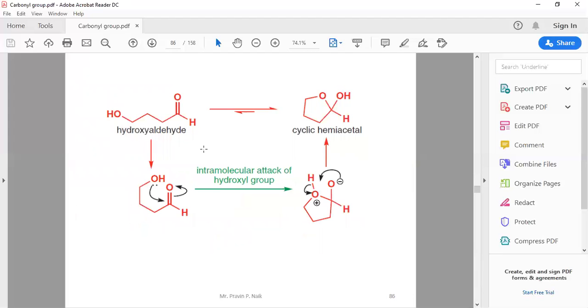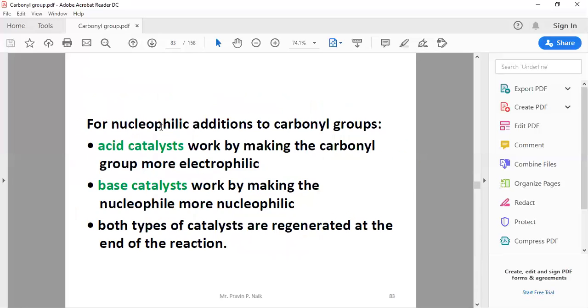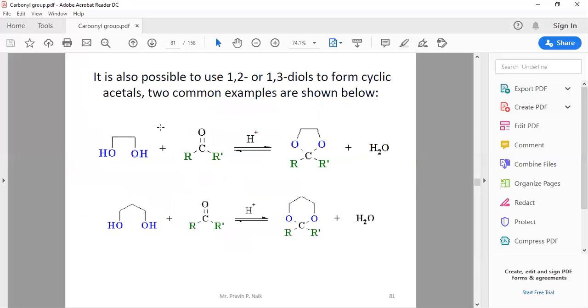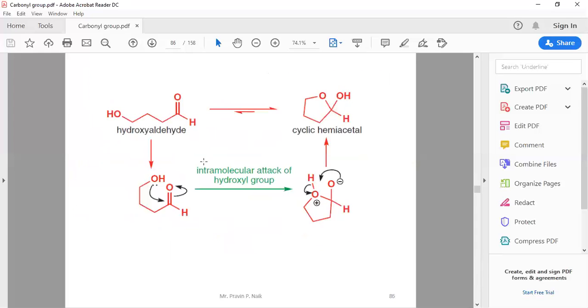So this is the example. If you have a hydroxyaldehyde, this is the characteristic example. In the reactions we have seen, we add the alcohol and the carbonyl group separately, but here within the same molecule we have both the alcohol and the aldehyde. So the nucleophilic attack happens and cyclization occurs, forming a cyclic hemiacetal.